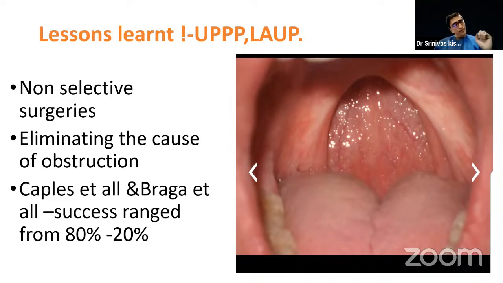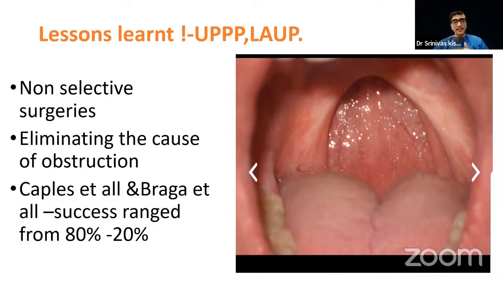And please remember, some of these guys actually got very good success rates, from 80% to 20% if you look at it. So why is there such a wide success rate? Because we did not introspect. Every single patient was subjected to this particular procedure called LAUP or UPPP, because some of the patients had obstructions at the level of the palate, and not understanding the behavior of the upper airway, we did the surgery. And some of us lucked out and the success rate was 80%.